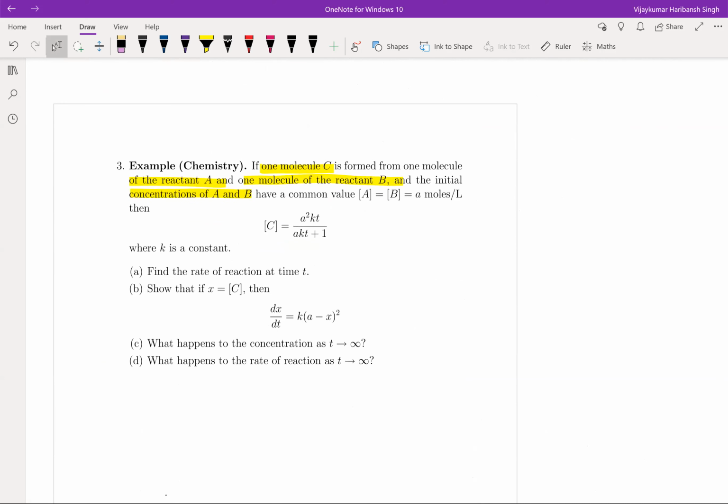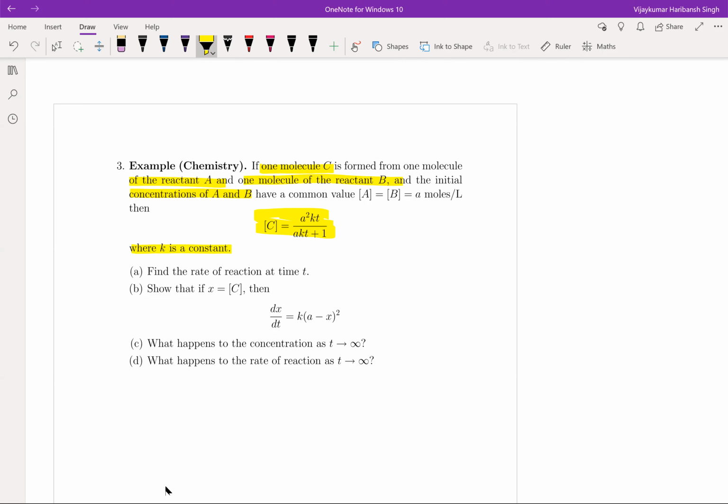Okay, so if one molecule of C is formed from one molecule of reactant A and one molecule of reactant B, and initial concentration of A and B have common values, so A and B are a moles per liter, then C is given by the following formula. So this is your formula for C, a square kt by akt plus 1, where k is a constant. It is asking to find the rate of reaction at time t.